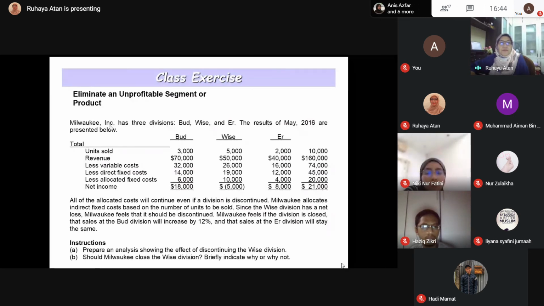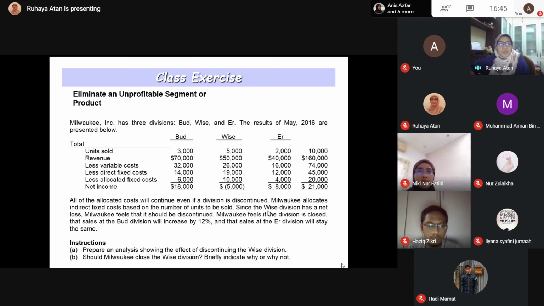Bud, Weiss, and Earl. Again here the question is prepare. Okay, here you notice that Weiss is not making profit, right? Weiss section, Weiss product or division. Weiss division is not making profit. So all of the allocated costs will continue even if a division is discontinued. Okay. And Milwaukee allocates indirect fixed cost based on the number of units to be sold.